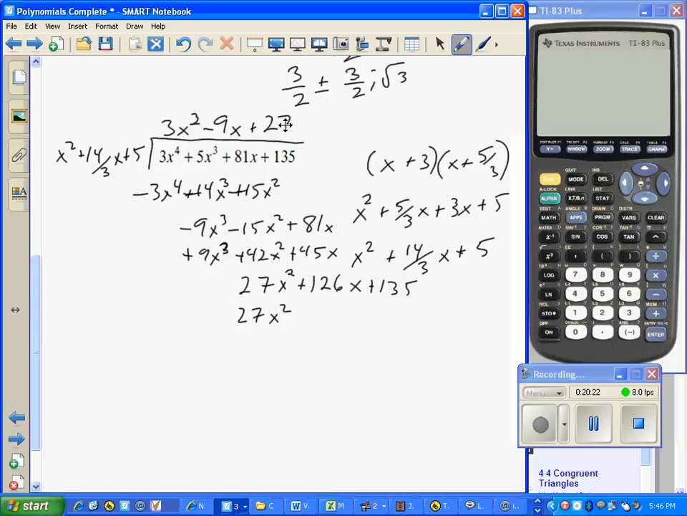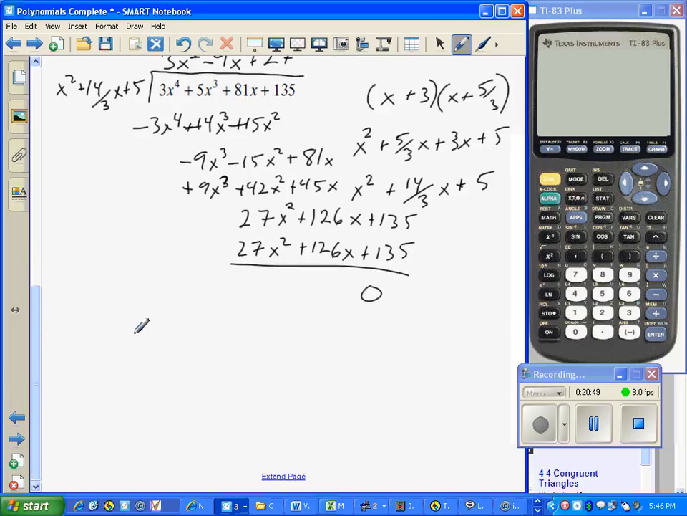One of the 3's from here, right? Because this is 3 times 3 times 3. So one of those 3's will cancel that and leave me with 14 times 9, which is 126. So that matches. That's good. And this is 135. So these all cancel and I get a remainder of 0, which is good because I should, because this is a combination of two factors. So I've got this left, 3x squared minus 9x plus 27.